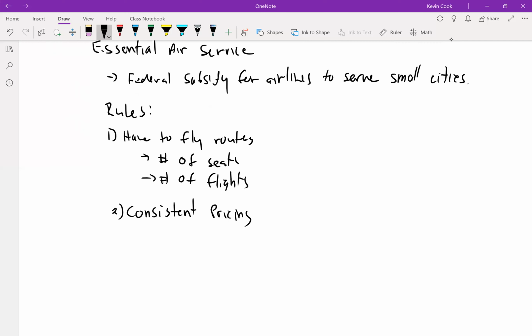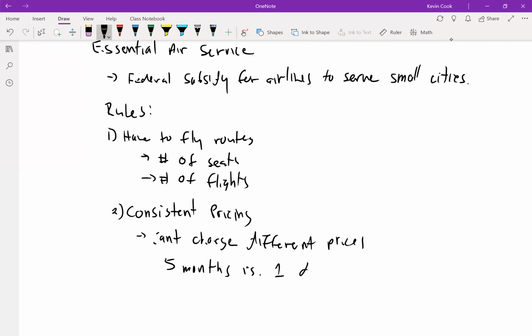So what this means is that you can't charge different prices 5 months out versus 1 day out.